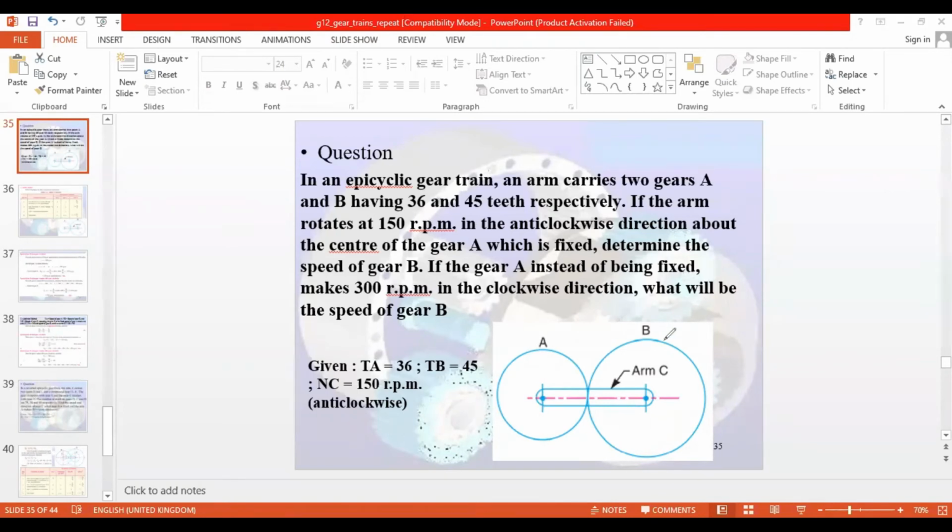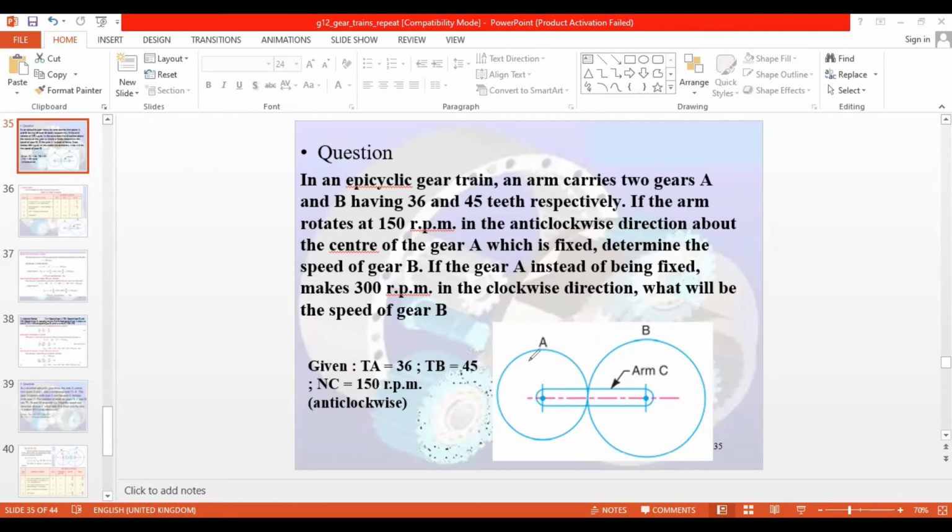Determine the speed of gear B. Under these conditions, you need to find the speed of gear B. If gear A, instead of being fixed, makes 300 rpm in the clockwise direction, what will be the speed of gear B? So there are two questions actually. One, if A is fixed, what would be the speed of B?